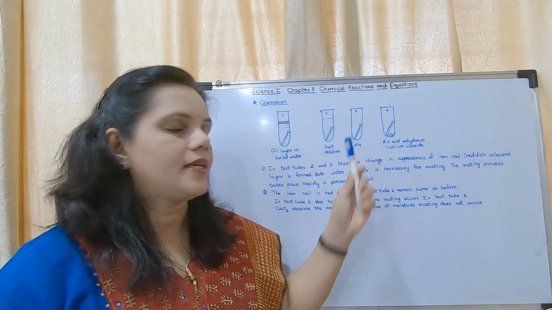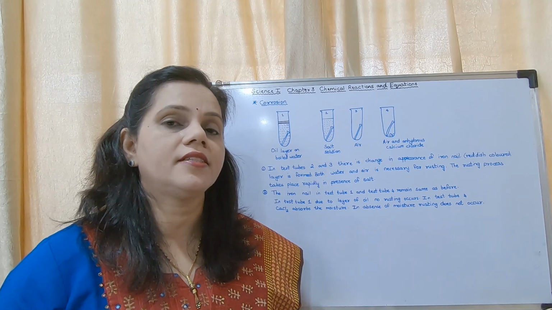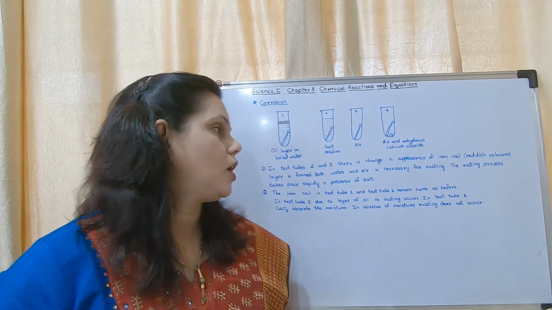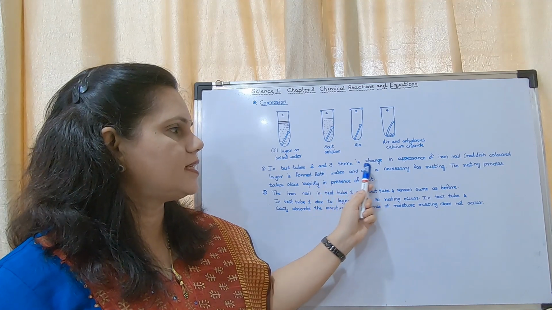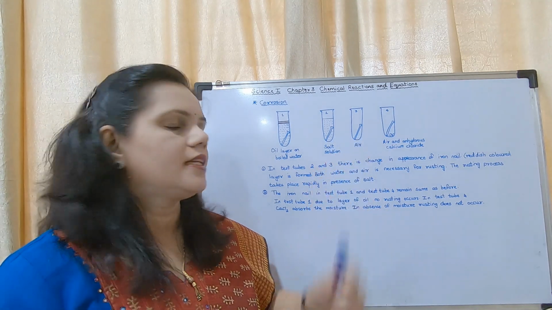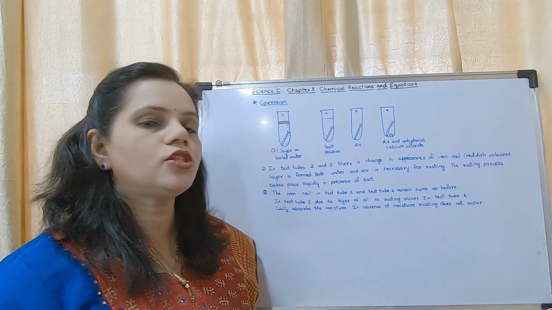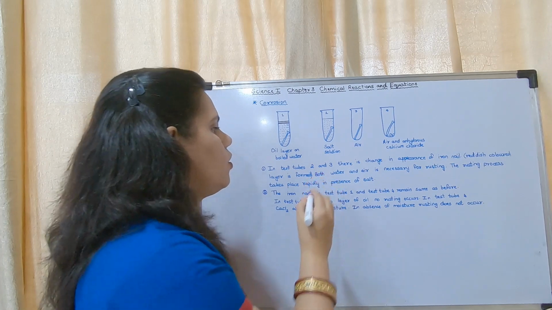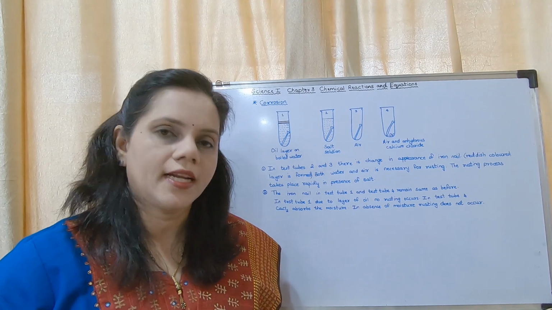Now what will happen in this? What will you find after a few days? After several days, or several years, rusting might start in this also. But what is observed after a few days? In test tubes 2 and 3, there is a change in appearance of the iron nail. A reddish colored layer is formed on the iron nail. That reddish colored layer is rust.